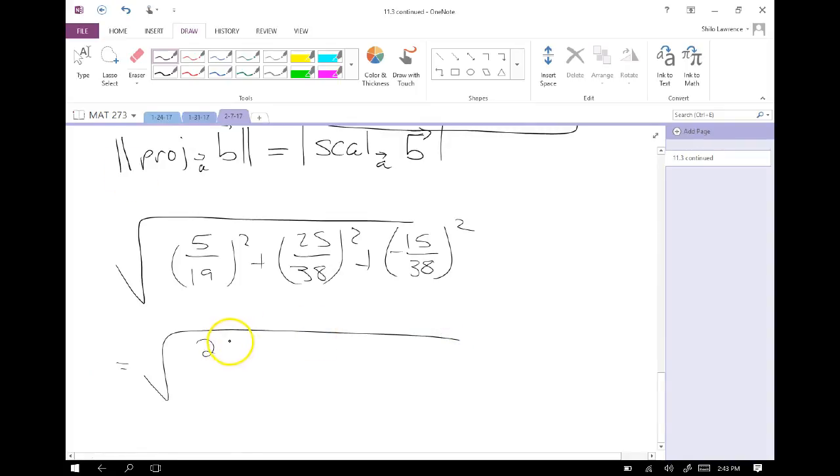What's 19 squared? No. It's 190 and 181. 361. 361? 360. 190 and 180 is... Okay. Oh, yeah, it is. I'm sitting here looking at it. 25 squared is 625. What's 38 squared? You should know that. 1444.